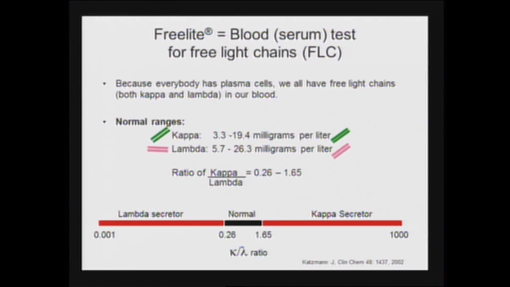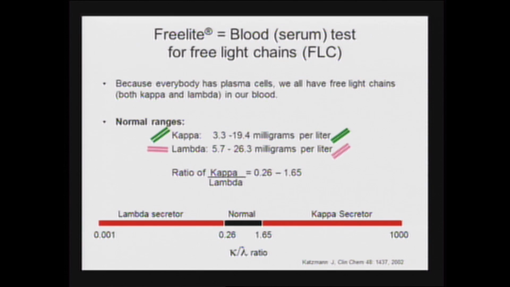Does that make sense? So it's measuring out here, and as well as these guys. Because we all have plasma cells in our blood, remember they're important for fighting off infection, we have free light chains floating around in our blood. The levels in healthy individuals of kappa is between 3.3 and 19.4 milligrams per liter, and for lambda, it's 5.6 and 26.3 milligrams per liter.